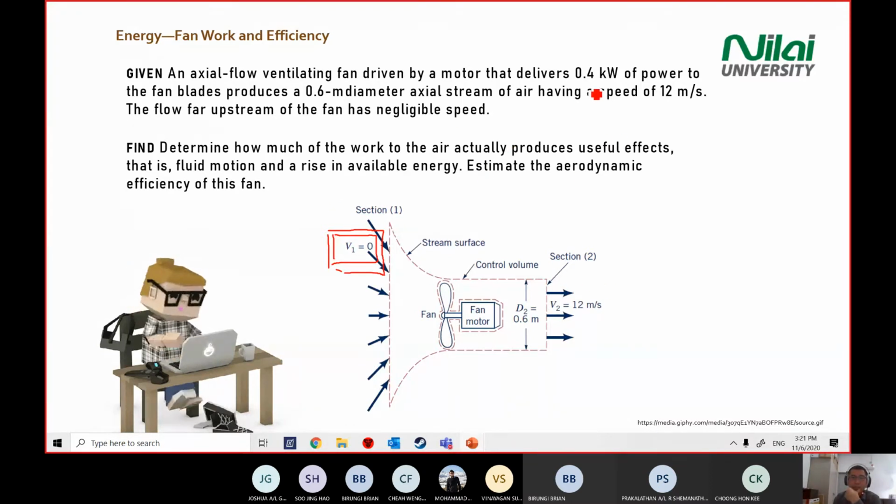The motor delivers 0.4 kilowatt power. Diameter given, the size given, speed given. Flow far upstream. What is meant by upstream? It means whatever is on the left-hand side, whatever is on section 1, whatever is before the inlet. This is called upstream. This is called downstream.